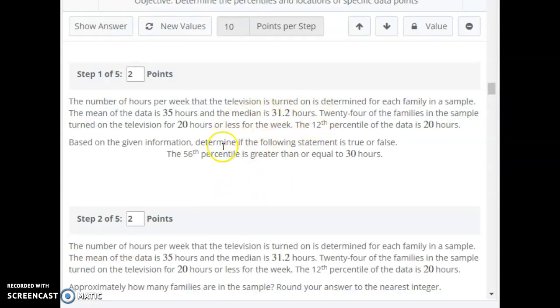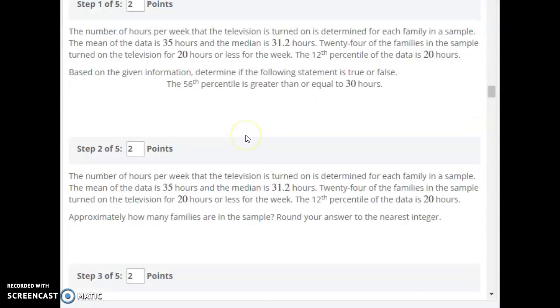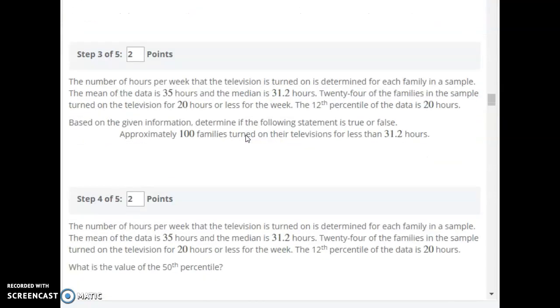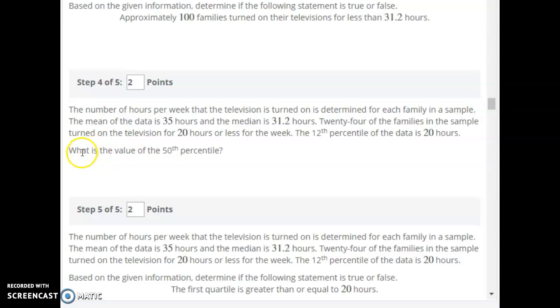On these questions, I think the biggest thing to realize is some terminology, that the median is the same as the 50th percentile. In fact, that's a question that is asked here. What is the value of the 50th percentile? Well, they tell us that the median is 31.2, so that is the 50th percentile.